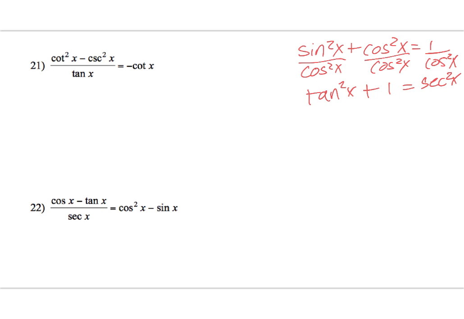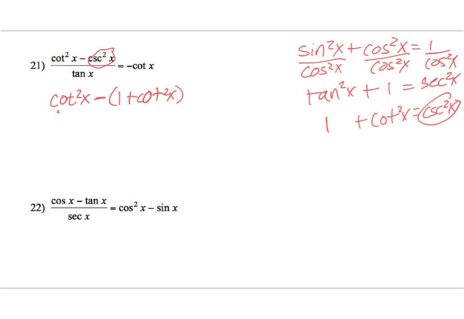So I should have divided by sine instead, which would have given us 1 plus cotangent squared of x is equal to cosecant squared of x. Now I see that I've got something that's in this problem. I've got cosecant squared of x. Let's make some sense of this. We've got cotangent squared of x minus the whole thing 1 plus cotangent squared of x. And that's over tangent of x.